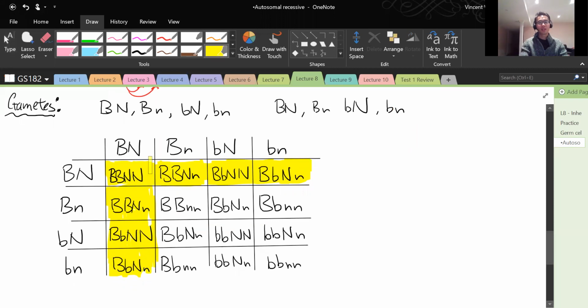Okay, my question is, all the ones we highlighted are black coat, normal length fur, right? Because there's a big B and big N in all of them. I'm just asking, are there additional black coat, normal length fur? Yes, where is it? Can you type out the genotype for me, please?